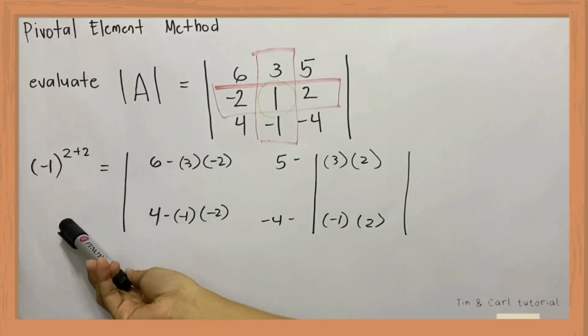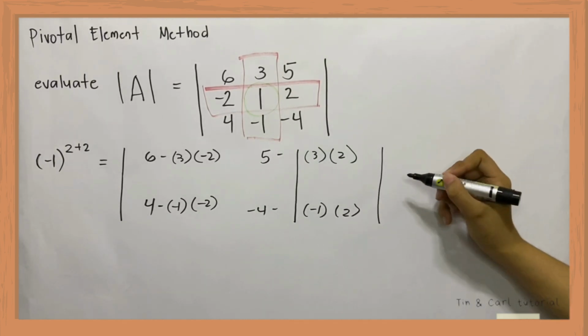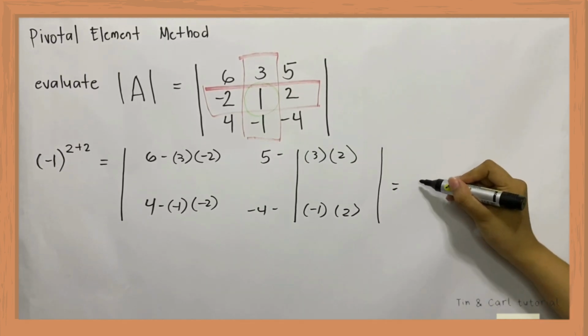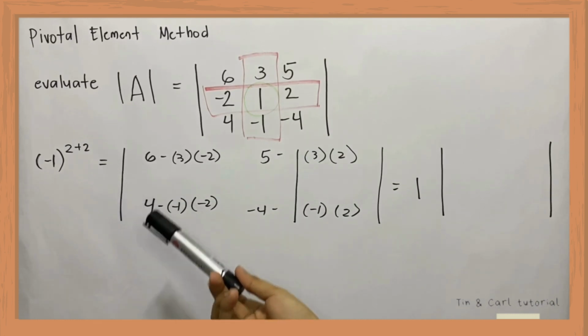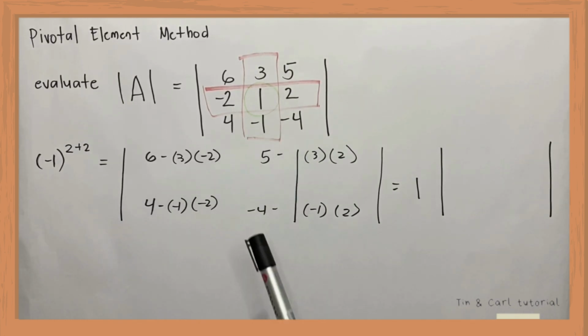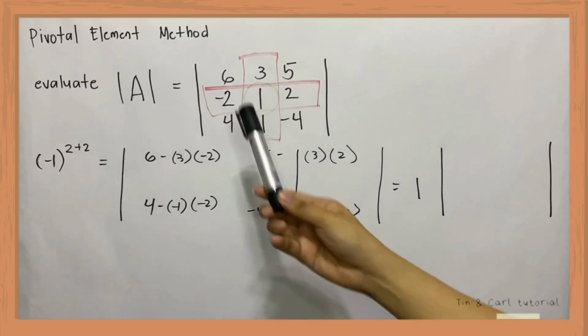Negative 1 raised to 2 plus 2, or negative 1 raised to 4, is equals to positive 1. So, equals 1. We can see here that negative 1 raised to 2 plus 2, or negative 1 raised to 4, equals positive 1. So, next is this.